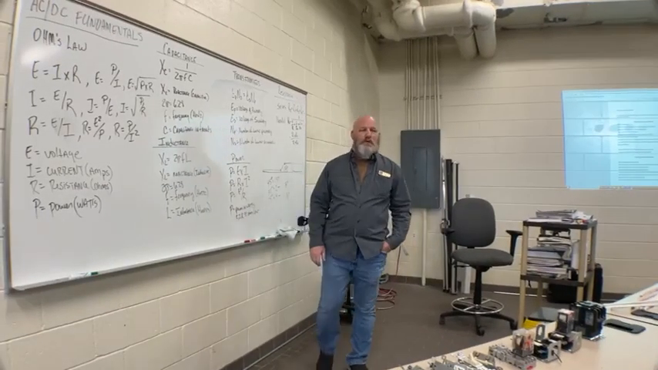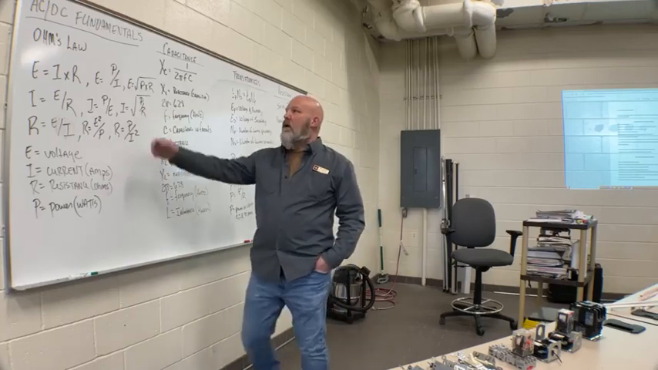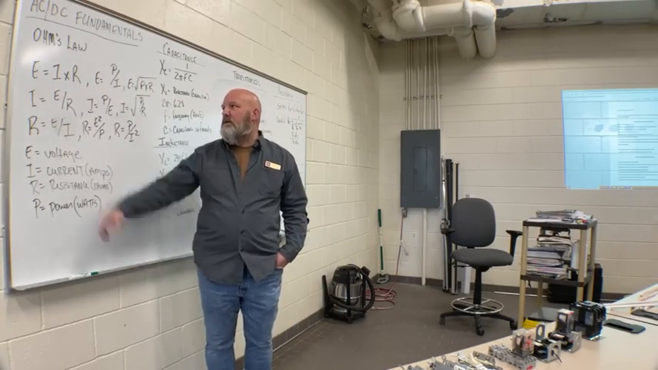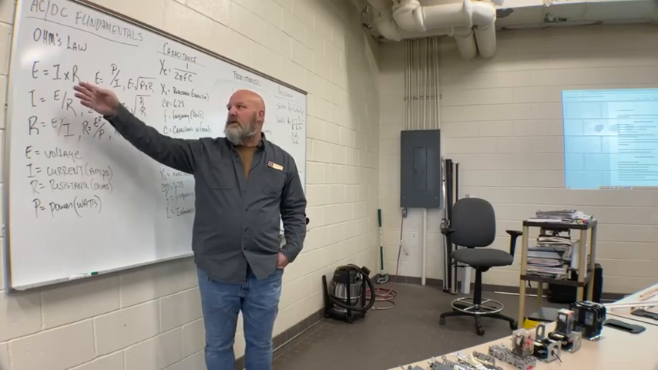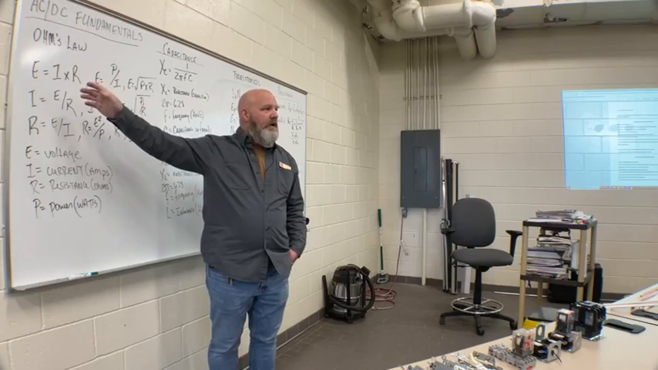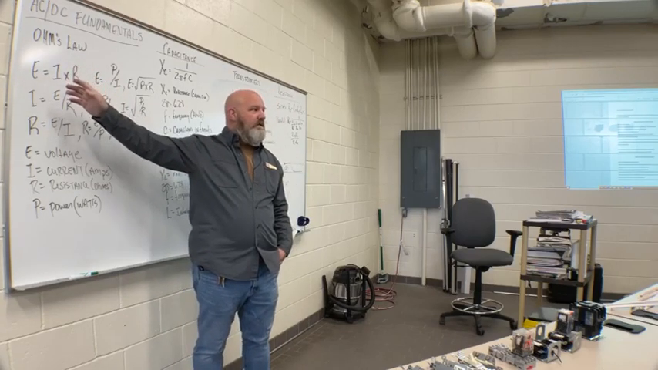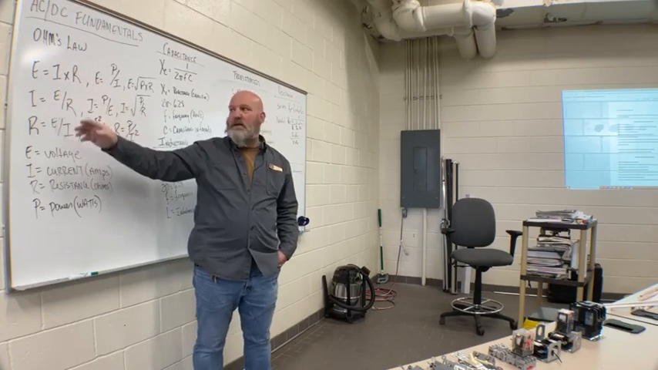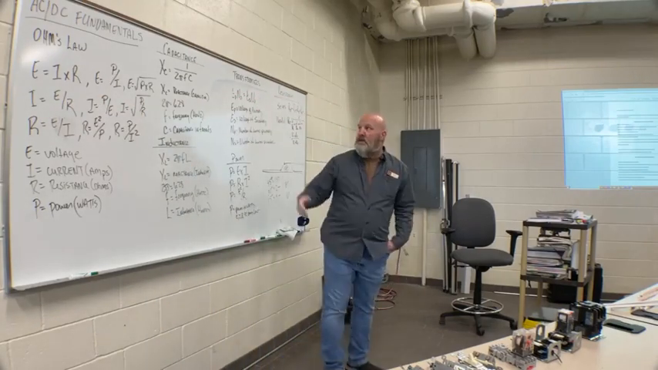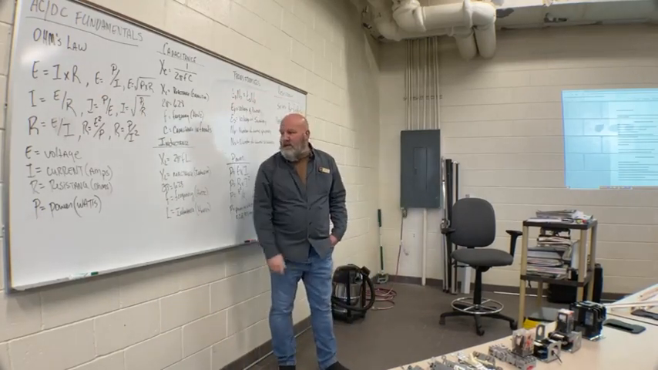Ohm's law is E is voltage, I is current, R is resistance in ohms. E is equal to I times R, and a lot of times I would hope they can manipulate that formula and get the rest of them, but oftentimes they can't. So I actually give them the formula.